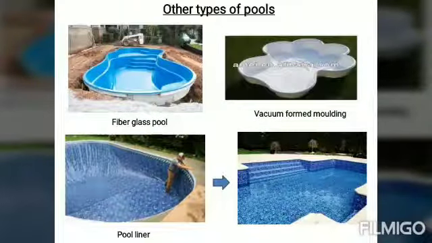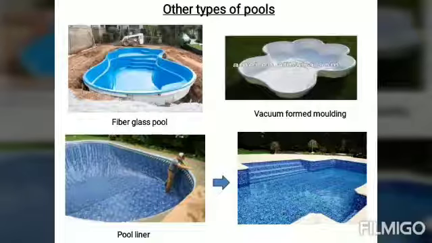So besides the formal and informal type of pool, now we'll learn the other types of pools. There are also other types, and these are some examples: fiberglass pool, vacuum form molding, and pool liner. The first that we're going to discuss is the fiberglass pool. From the name only you understand that it is made of fiberglass, right? So how are you going to use this?